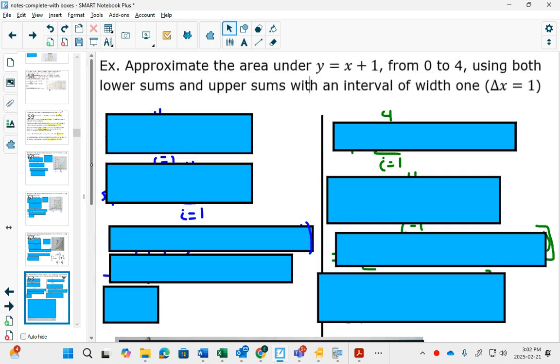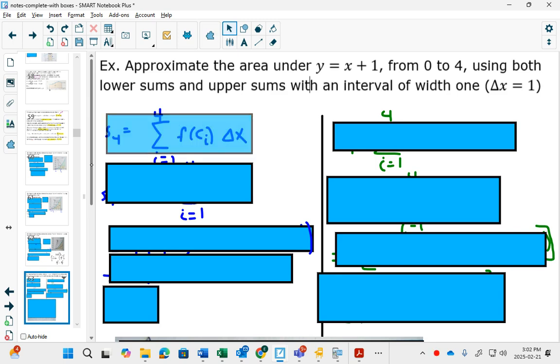Approximate the area under y equals x plus 1 from 0 to 4 using lower sums and upper sums with an interval of width 1. Translated to regular life: here's a simple problem, but instead take a fork and poke your eyes. Because you could so easily find the actual area. It's a straight line. It has triangles and rectangles. You could so easily find the area.